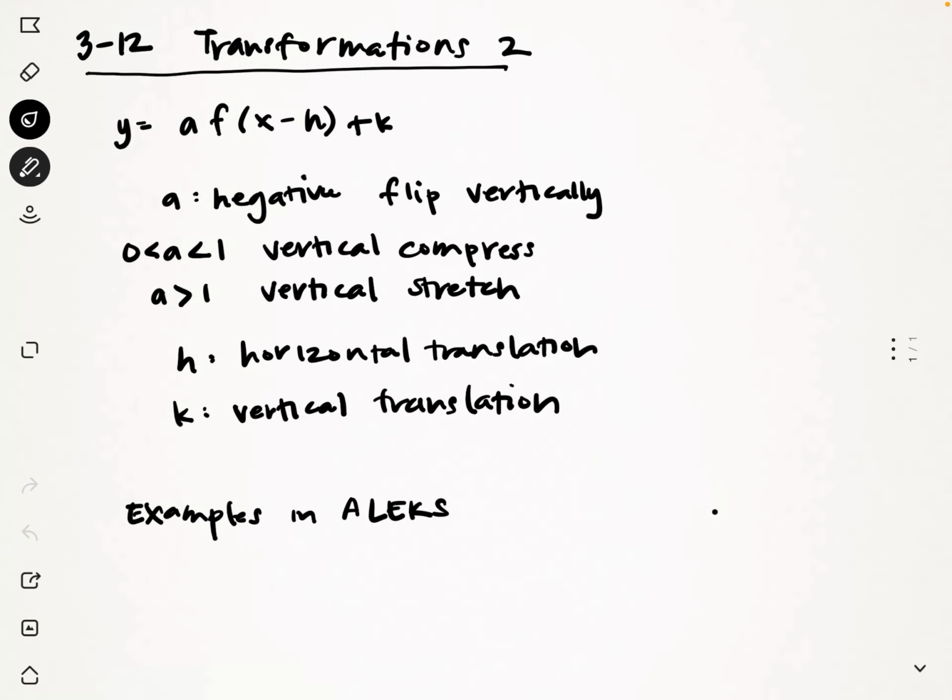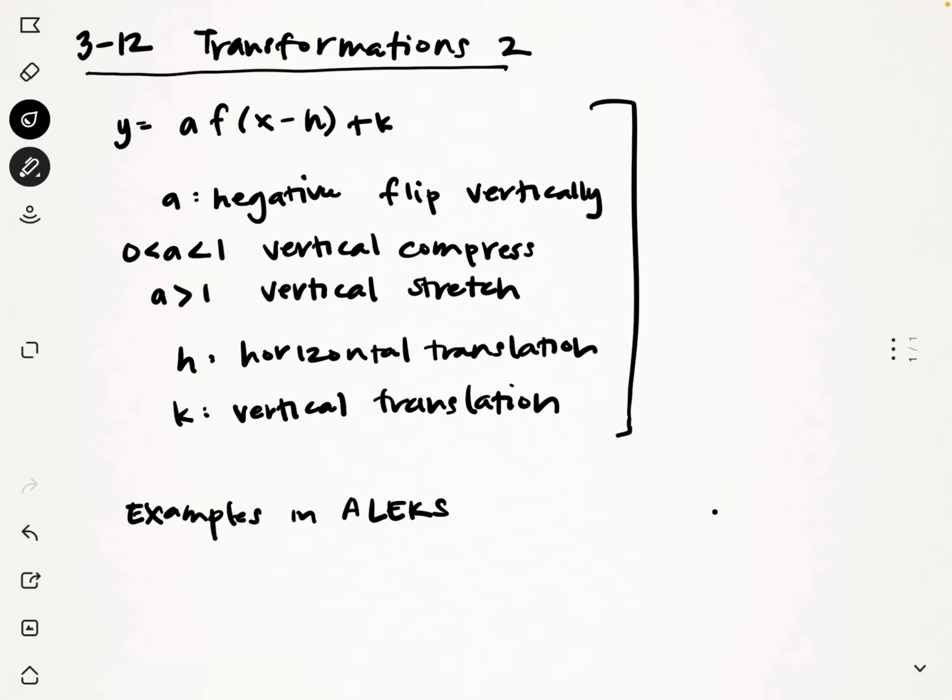So just a little review here. We kind of talked about what A does in our transformations. If our A is negative, it flips vertically. If our A is between 0 and 1, meaning it's a fraction less than 1 or a decimal less than 1, then we get a vertical compression. If A is greater than 1, we get a vertical stretch.